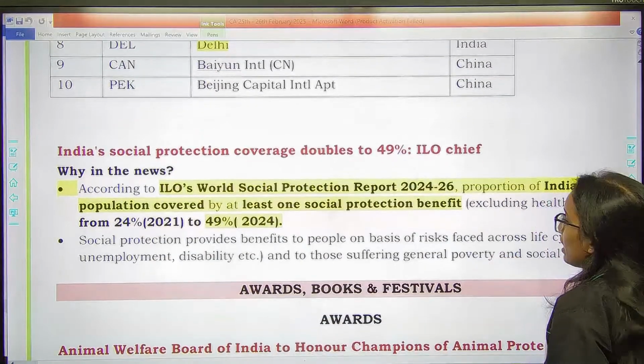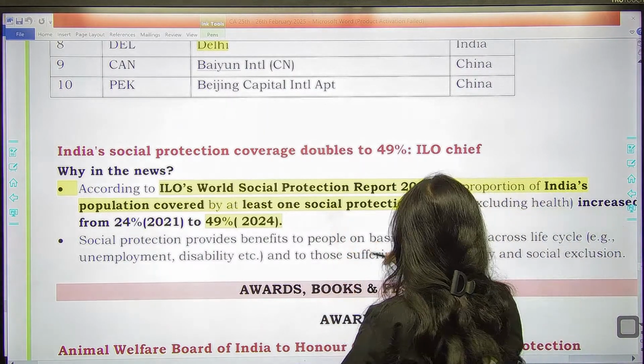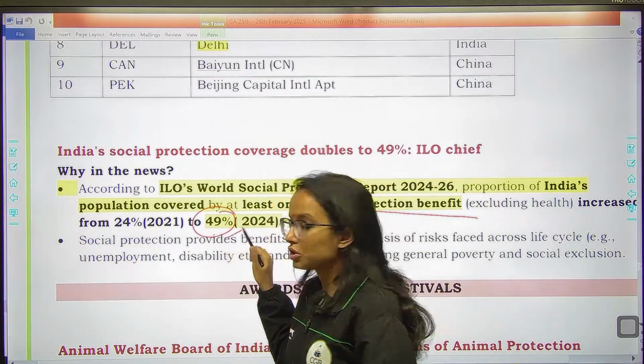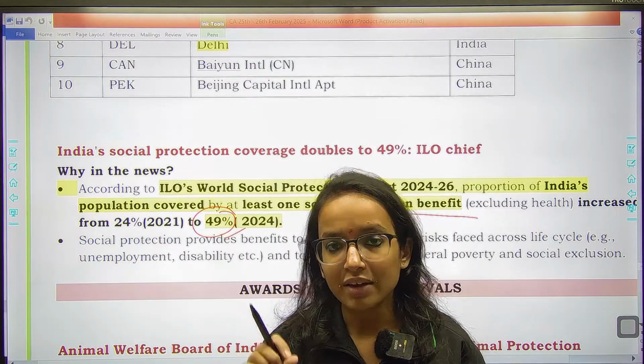Then next is ILO's World Social Protection Report 2024-26 says proportion of India's population covered by at least one social protection benefit has increased from 24% to 49% in 2024. That means social security benefits coverage are expanding, right?